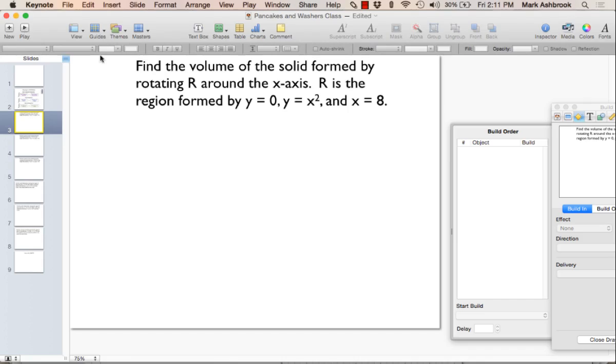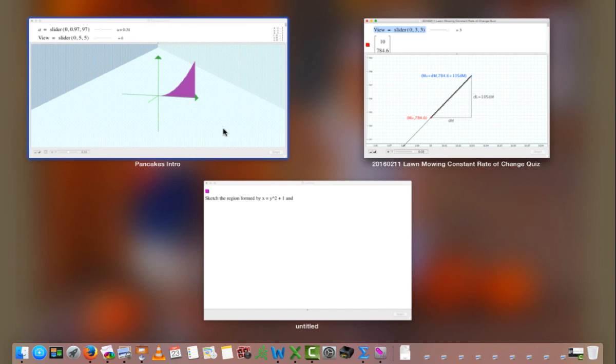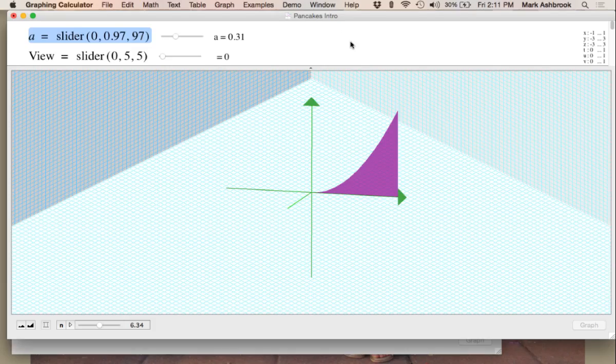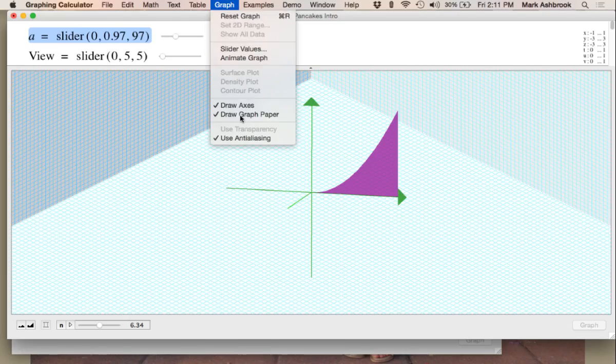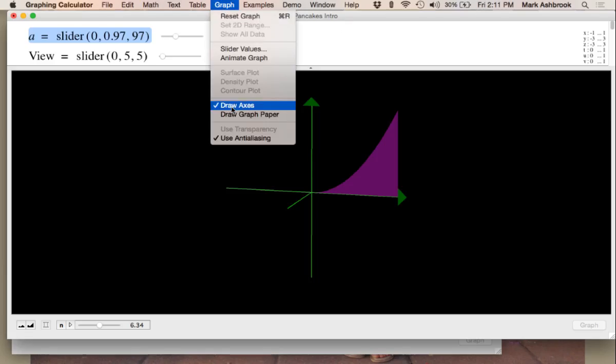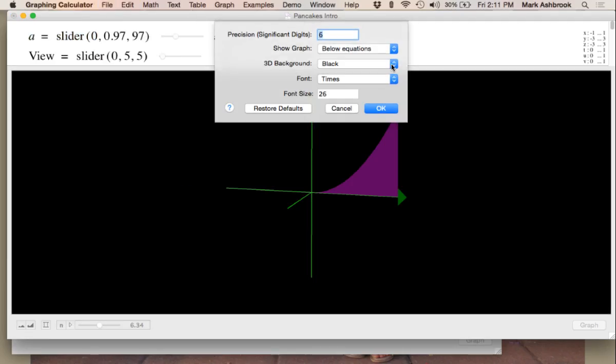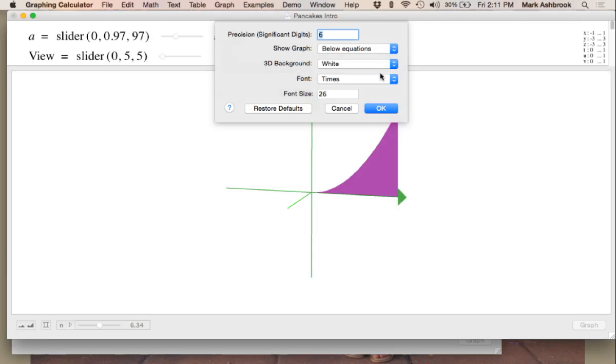Think you got it? Here's what it should look like. Did you get something like that? That's not to scale, but that's the general idea of it. There we go. That's what I want.